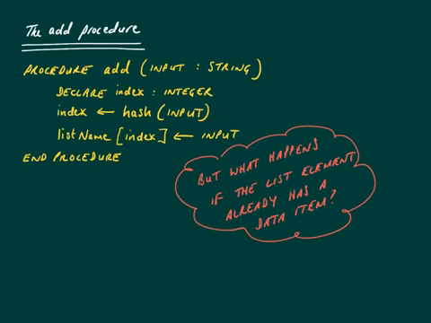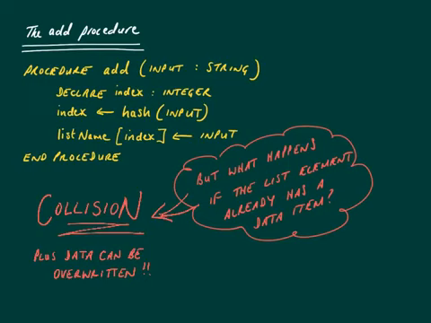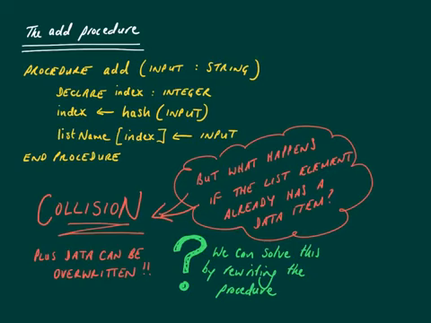But what happens if the array element already has a data item? You end up with something called a collision, and this is bad because this could mean that additional data is overwritten. There are a number of solutions, but the easiest one, and the one you should use, is to rewrite the procedure in order to solve the problem. And so what we're going to do on the next slide is look at this add procedure, and give it a little bit extra to try and avoid these collisions.